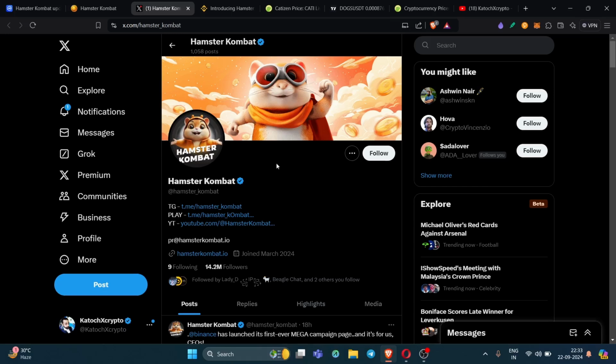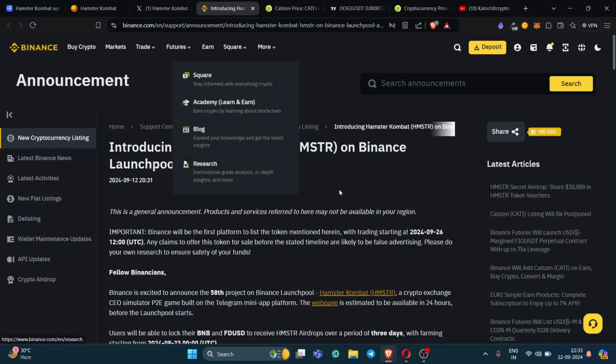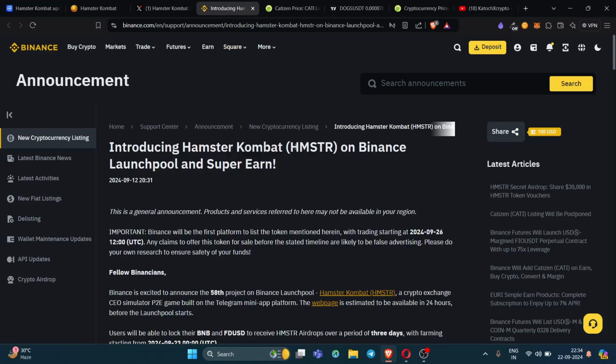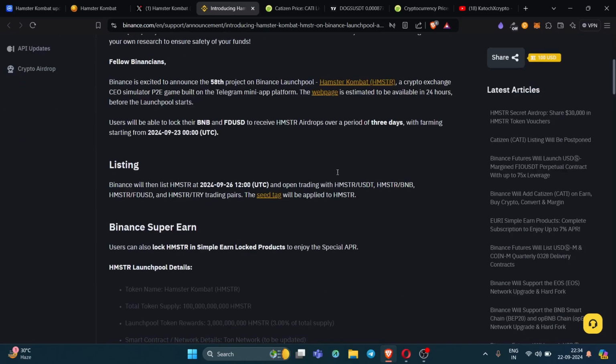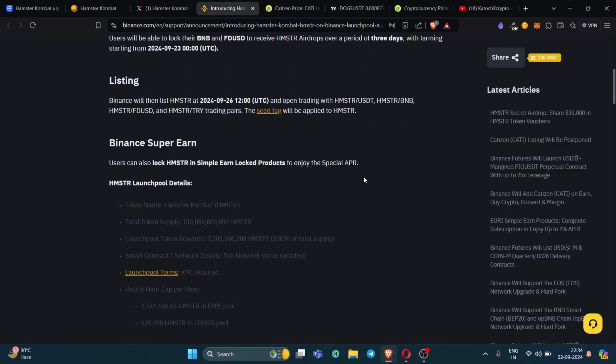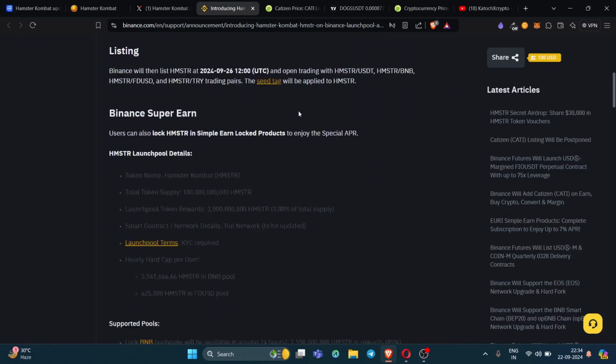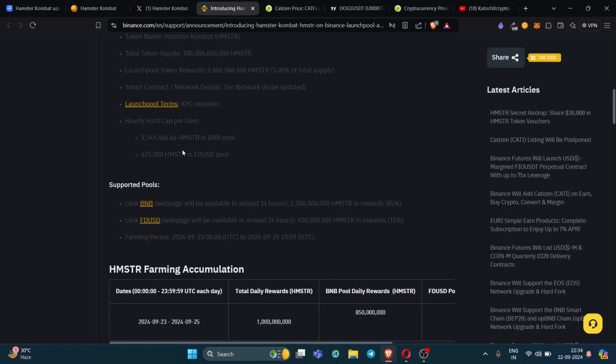So let's talk about Hamster Kombat. What's going on with Hamster Kombat? So recently, Binance announced its launch pool with a token ticker of HMSTR, giving all the details, and people were upset because they invested a lot of time and effort in getting the points, which will be converted into airdrop. But the Binance launch pool is for those who have a good amount of BNB or FDUSD so that they can earn Hamster on an hourly basis.